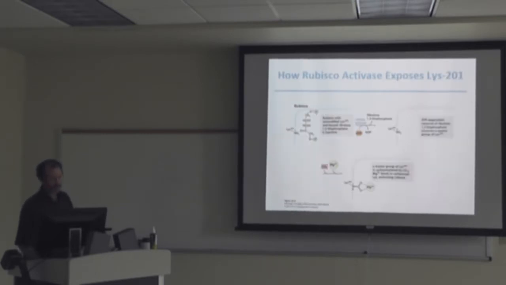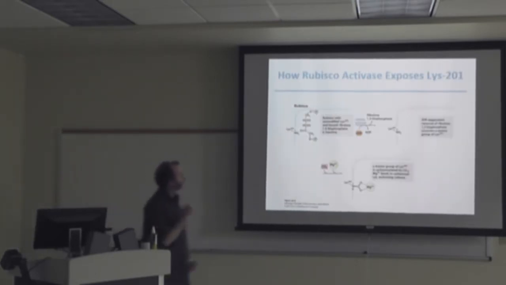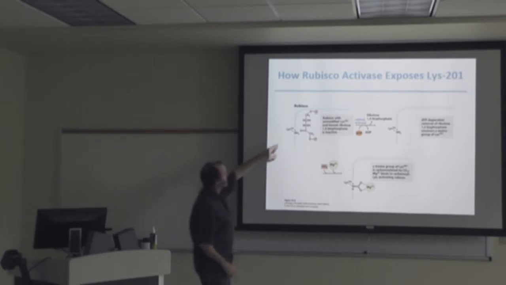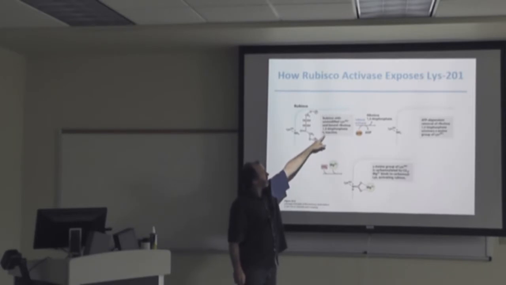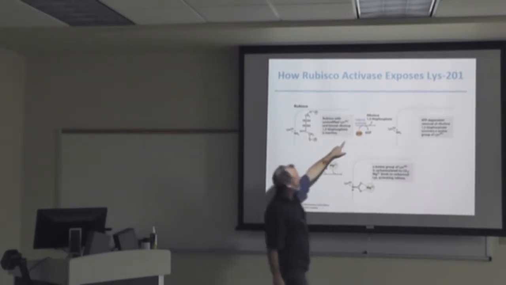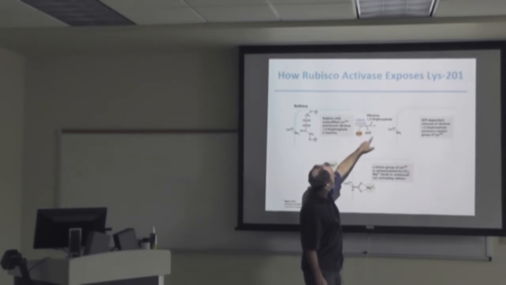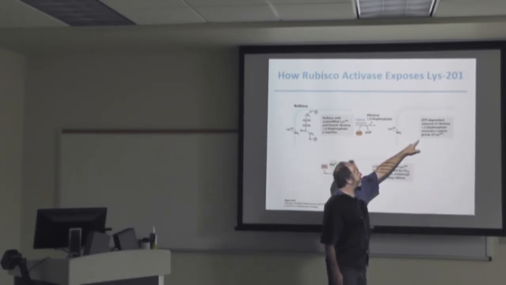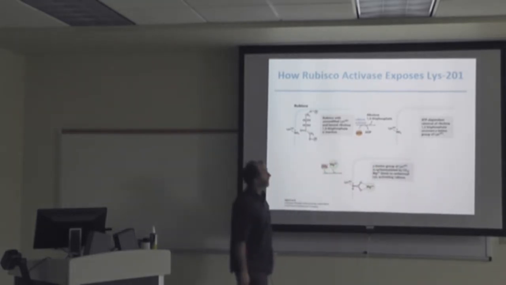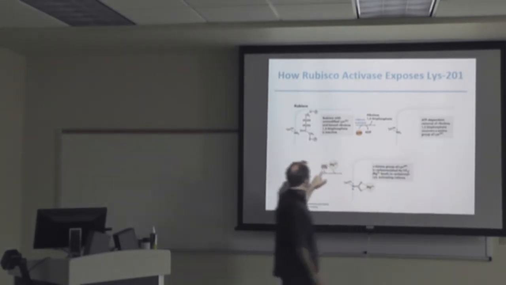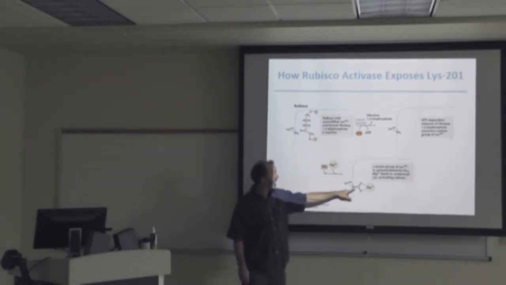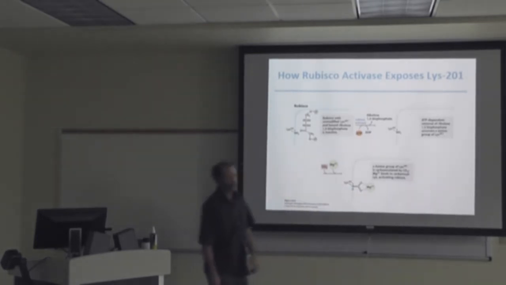So this is how that looks, how Rubisco activase exposes lysine 201. So you have Rubisco here, this lysine's not carbamylated. Unmodified lysine 201 and bound ribulose 1,5-bisphosphate, inactive. Rubisco activase uses ATP. Ribulose 1,5-bisphosphate leaves. ATP-dependent removal of the ribulose 1,5-bisphosphate uncovers that epsilon amino group of the lysine, which will then allow the carbamylation and the magnesium to come in.